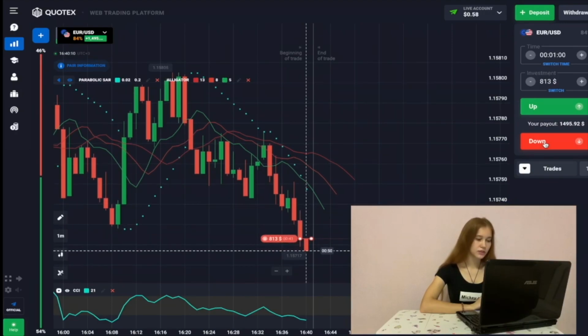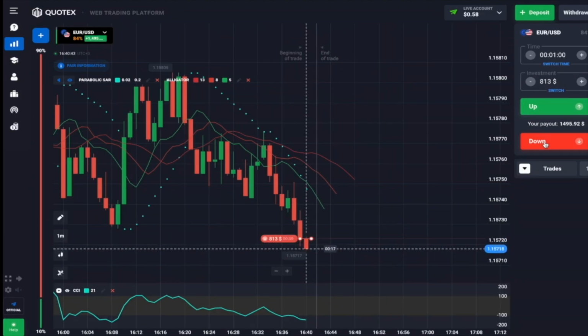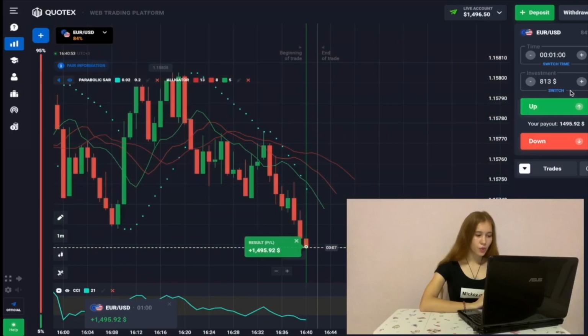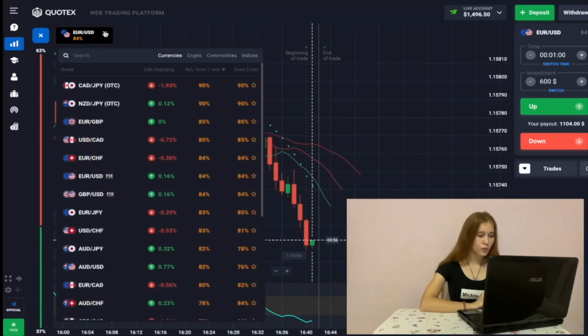Now we can confidently open along the trend as the alligator and parabolic indicators indicate to us. Let's wait for the completion of our deal. So we successfully close our trade. Let's open a double trade on the next currency pair.